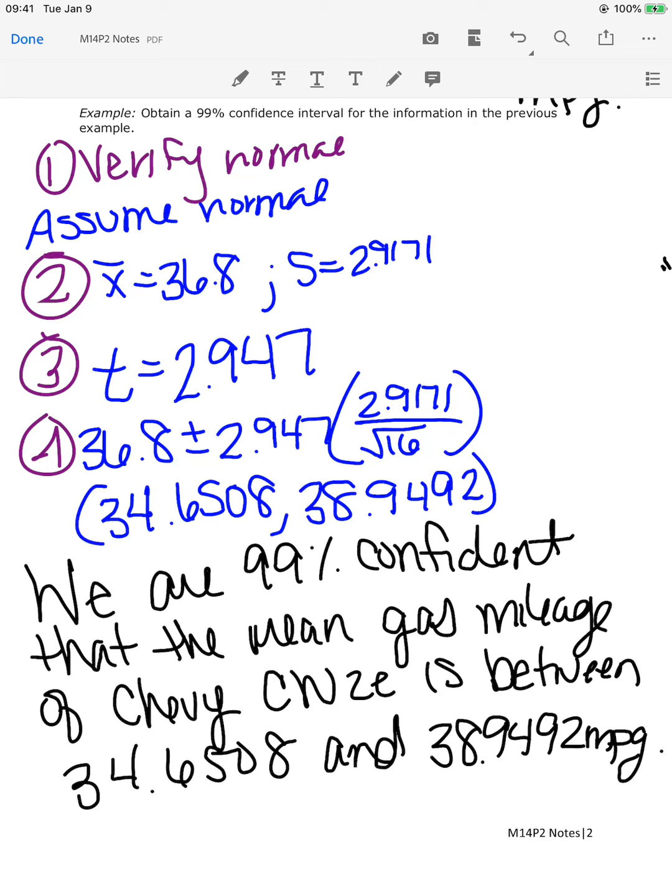And then step 4, plug everything into the confidence interval equation. And then finally write an interpretation, something that your grandmother could understand. You can use this interpretation as a template. So that is it for confidence intervals for means.